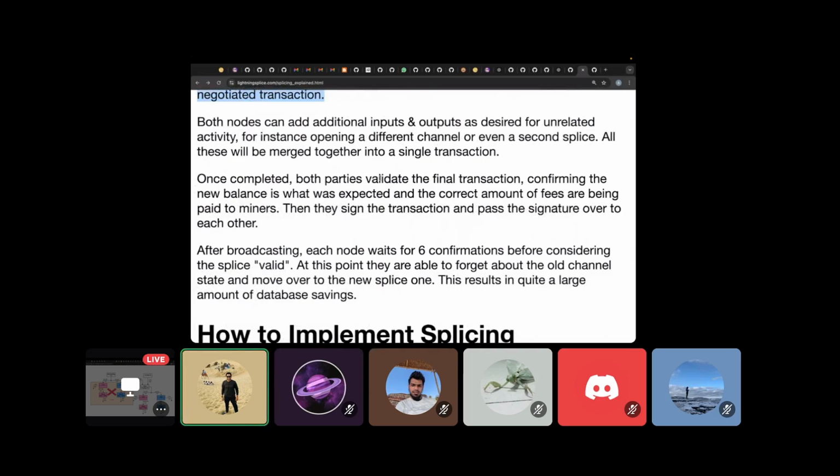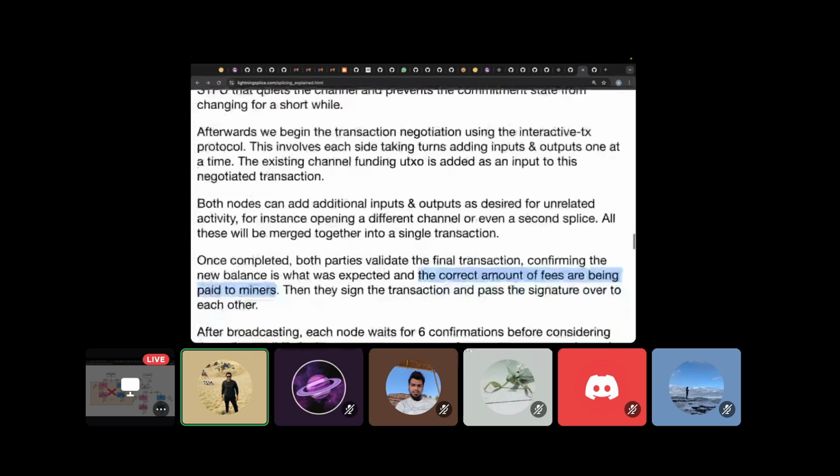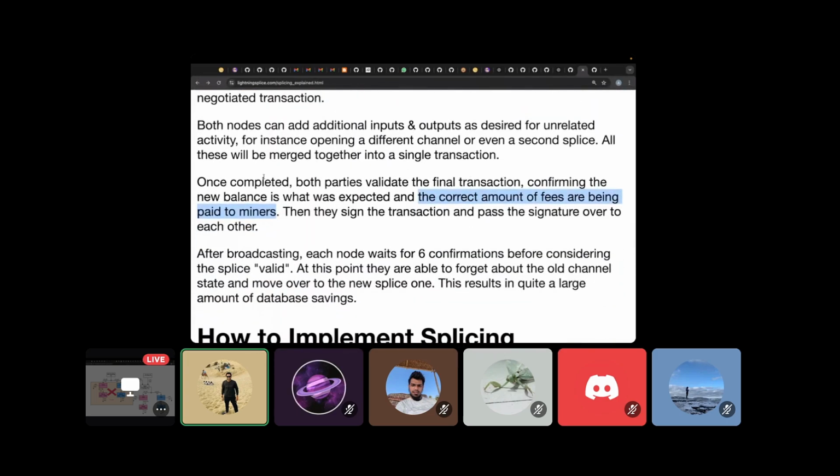Once completed, both parties validate the final transaction, confirming the new balance is what was expected, and the correct amount of fees are being paid to miners. So as you can see, once this particular transaction is built, both parties validate the final transaction. So this addresses Faisal's question.